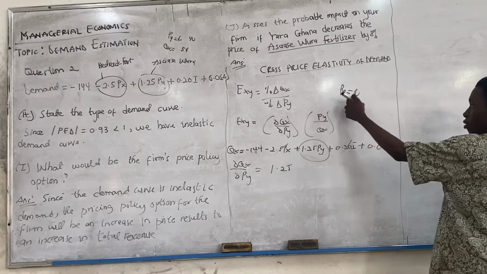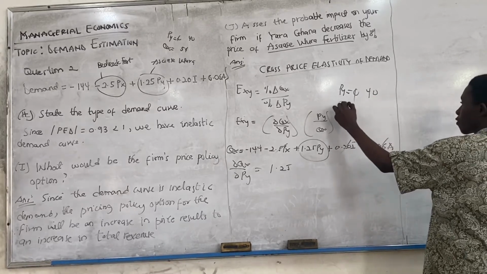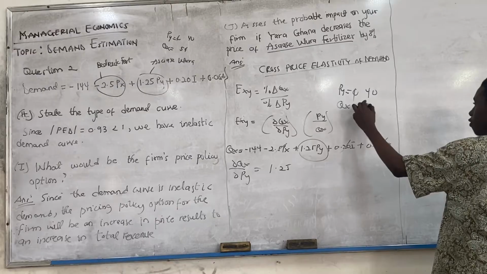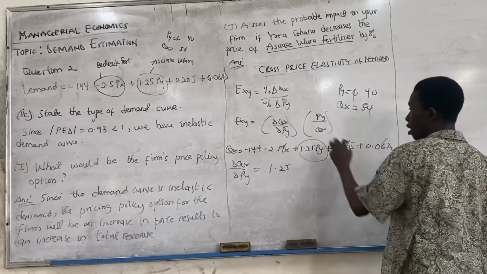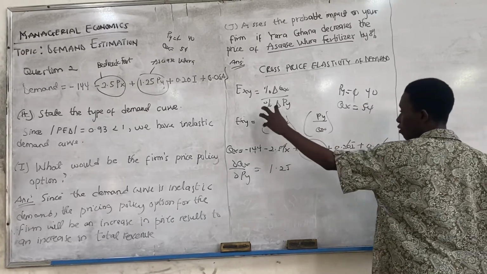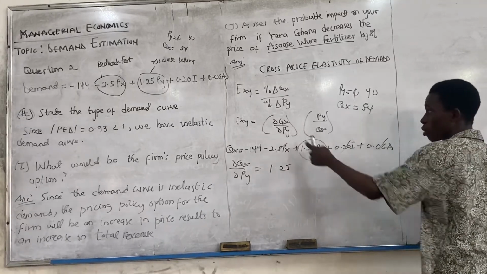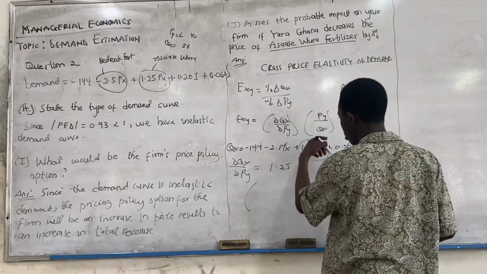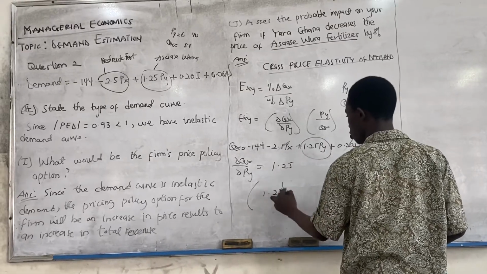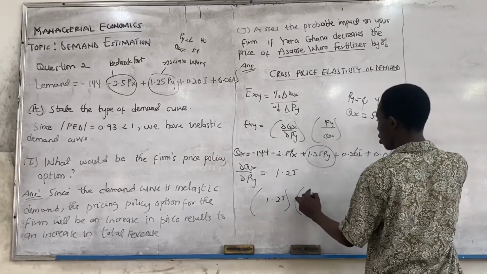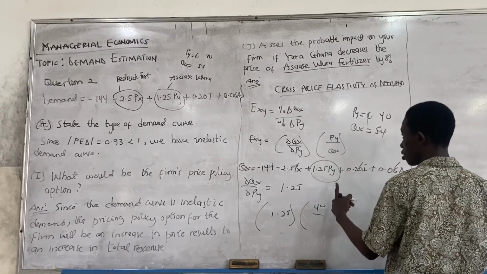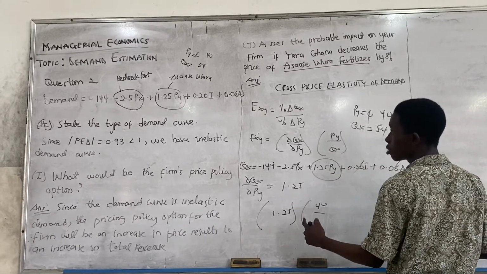Previously we had the price of Y to be 40 cents. We have the quantity to be what? 54. So now we have PY, we have QS, we also have this to be 1.25. So we substitute it into the equation, then we solve for the cross price. We have 1.25, PY 40, QS 54.